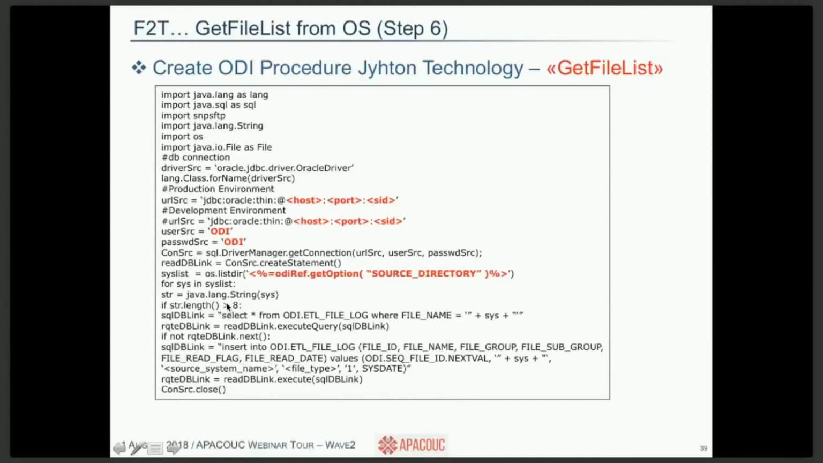There's a SQL DB link, and how you connect to your operating system is user SRC and password SRC, and currently you can get those as a variable from the topology as well, so you don't have to know the passwords or the users. And this is the connection to the operating system. After everything, close the connection, and now all the names of the files are in your ETL file log table.